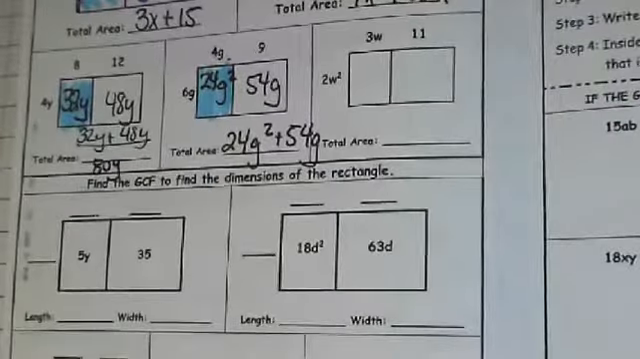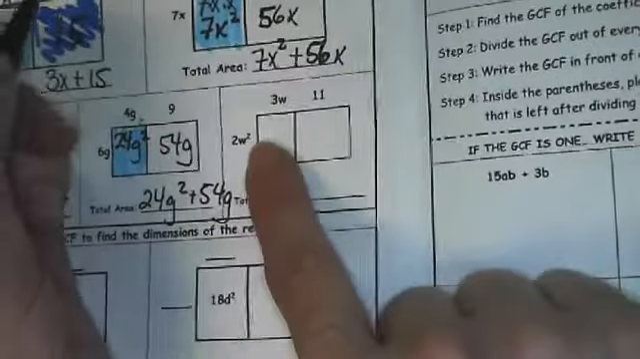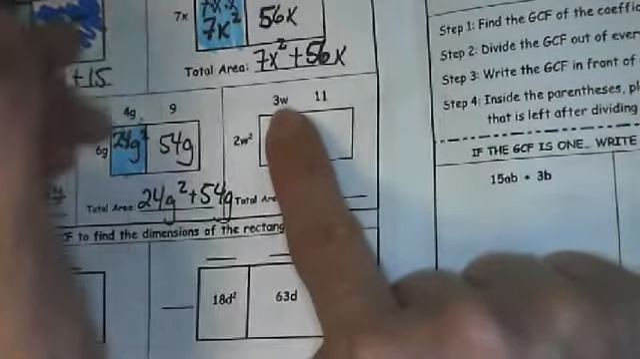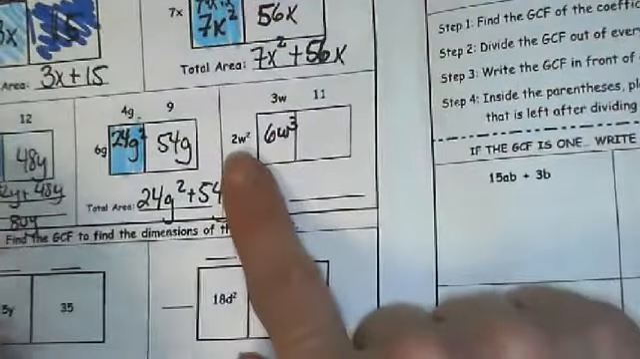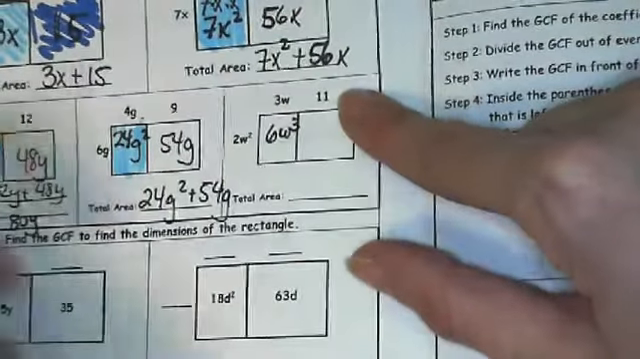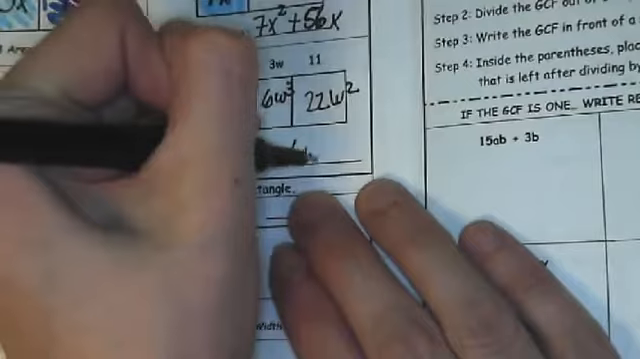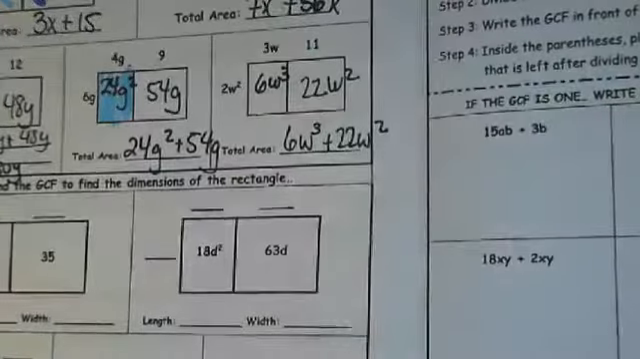And then I have 2w squared times 3w. So I'm multiplying 3 times 2, which is 6. And w squared times w, well, how many w's do I have? I got 3 w's, so that would be w to the third. And then I'm going to multiply 2w squared times 11. So 2 times 11 would be 22, and then I have a w squared. And so I would write that as 6w to the third plus 22w squared as my area.